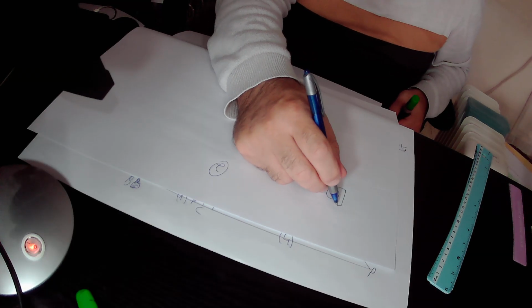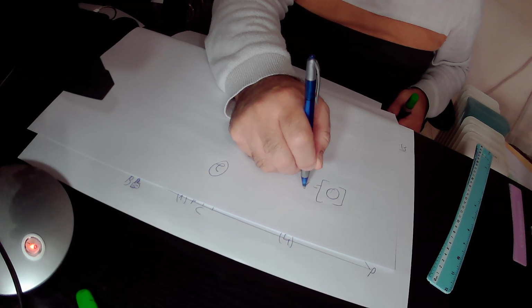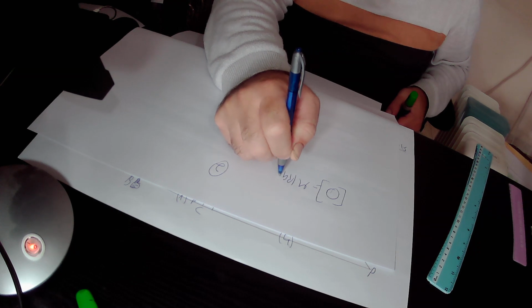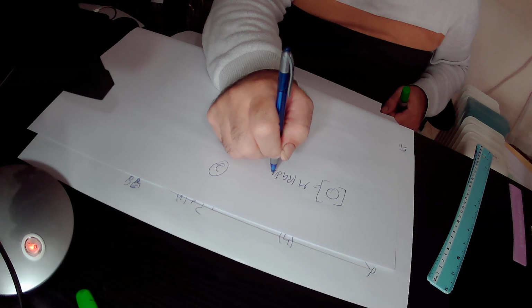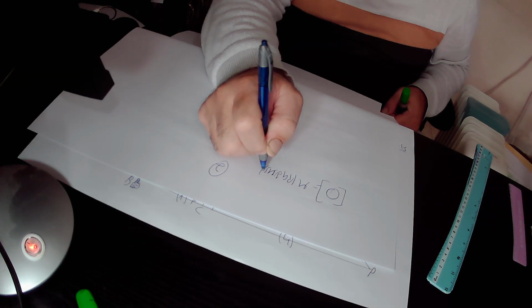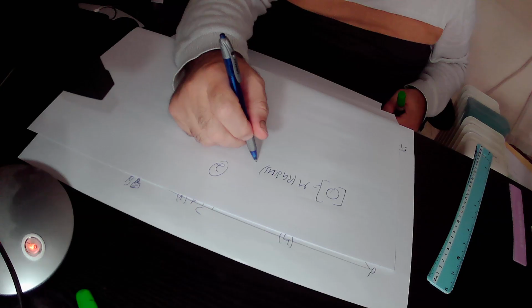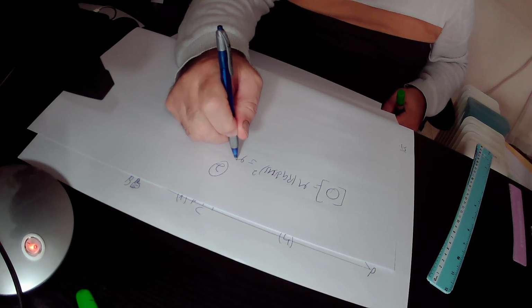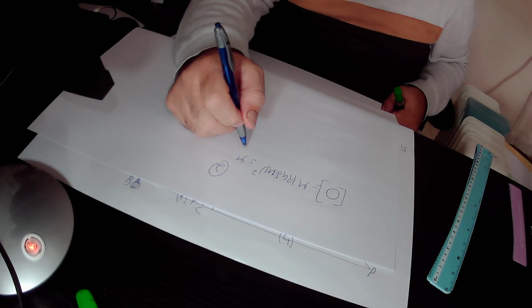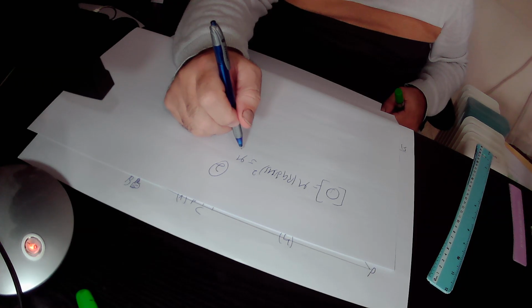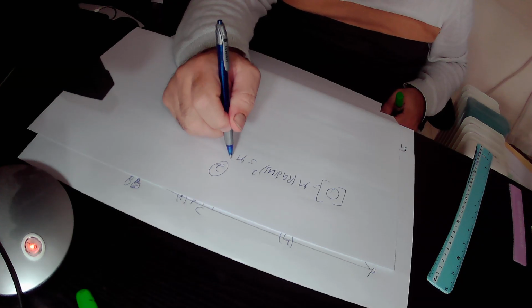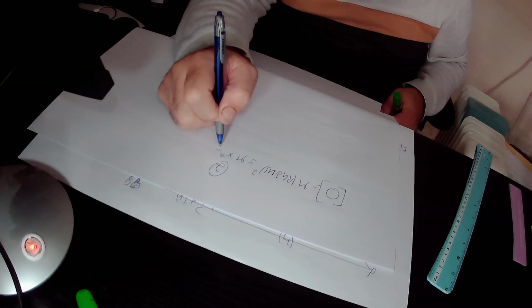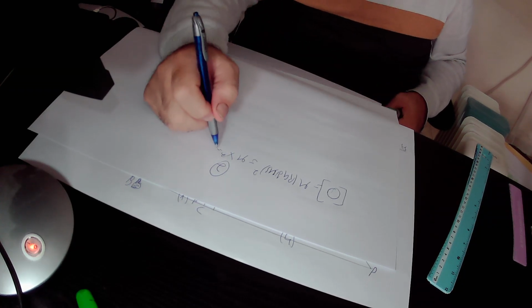Actually, we know that the area of any circle equals pi times the radius of the circle squared. So the area of our circle must be equal to pi times the radius of our circle squared. The radius of our circle is x, and the radius squared is x squared. So in total, the area of our circle must be equal to pi times x squared.